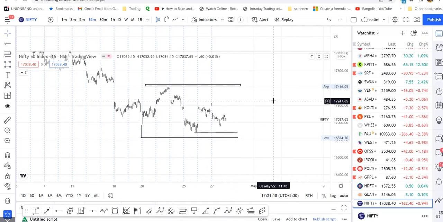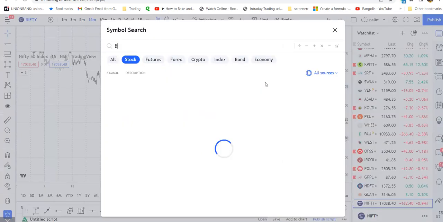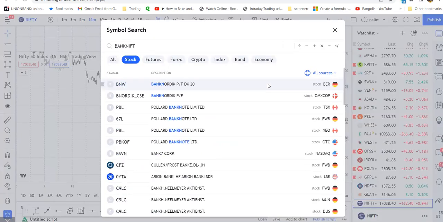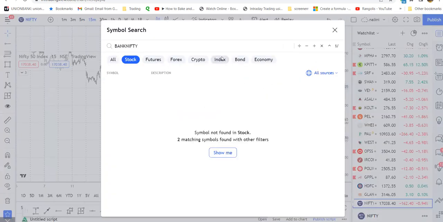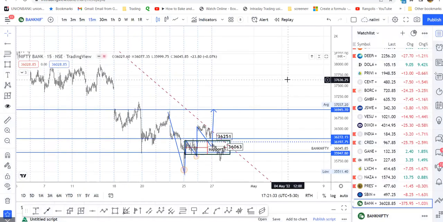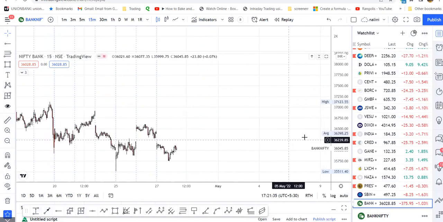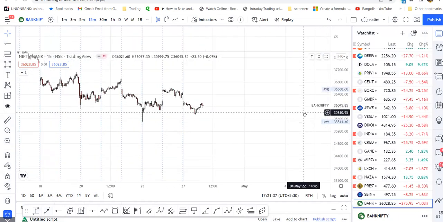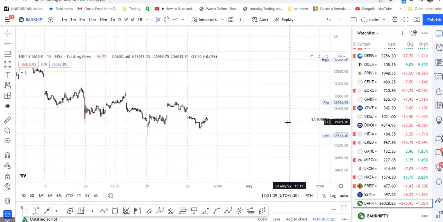You can trade anything. Let me change to Bank Nifty. You can see how you can trade. Simple way of trading. Bank Nifty index. Okay, I'm changing the remote drawings. Okay, so Bank Nifty, this is the weekly range.